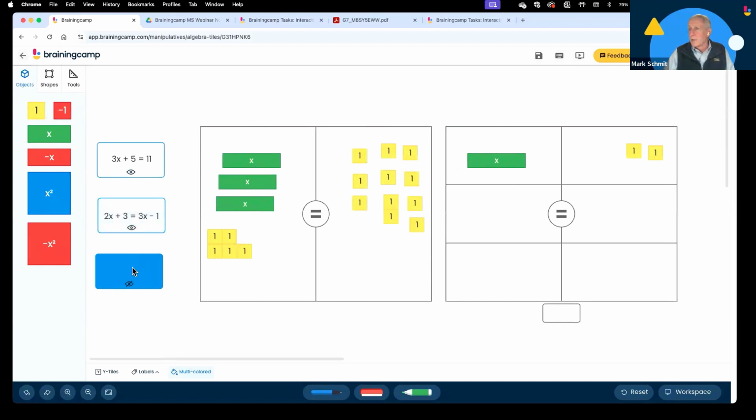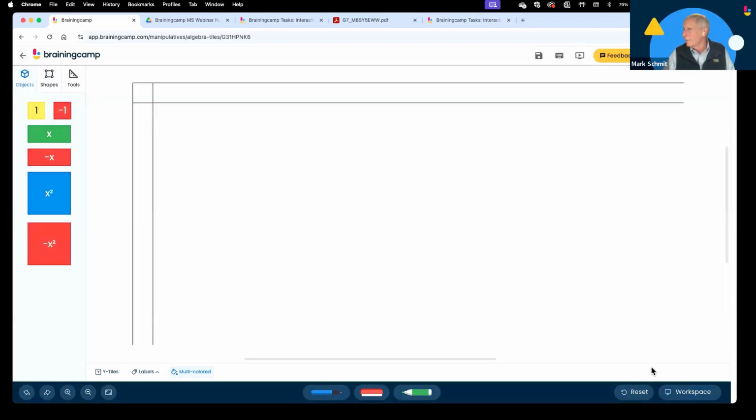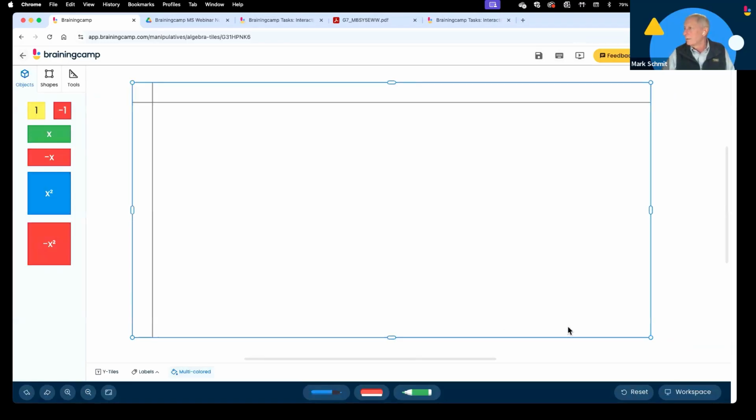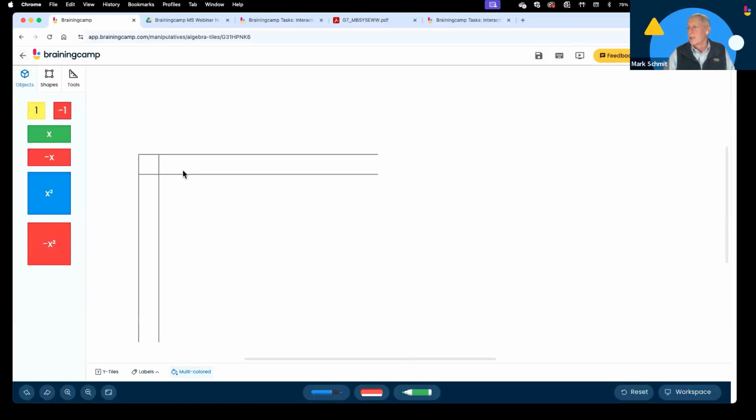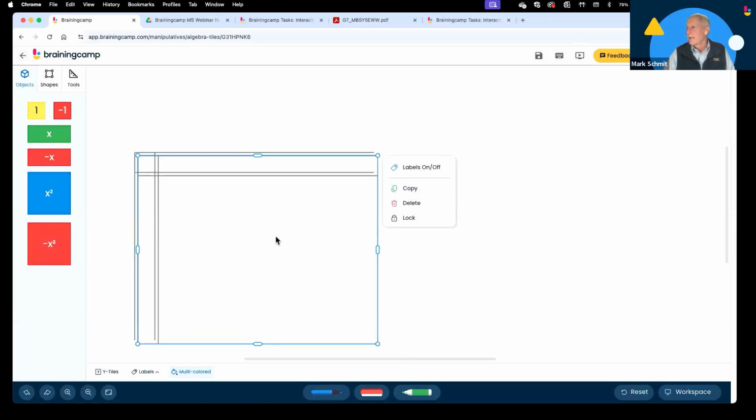There are other equations there that you can play around with. I'm looking at the time because I want to go to the factor workspace. All right. Factor workspace, again, you'll notice when I hover over it, it turns blue, so it tells me I can interact with it. I can change the size, and I'm going to copy it.